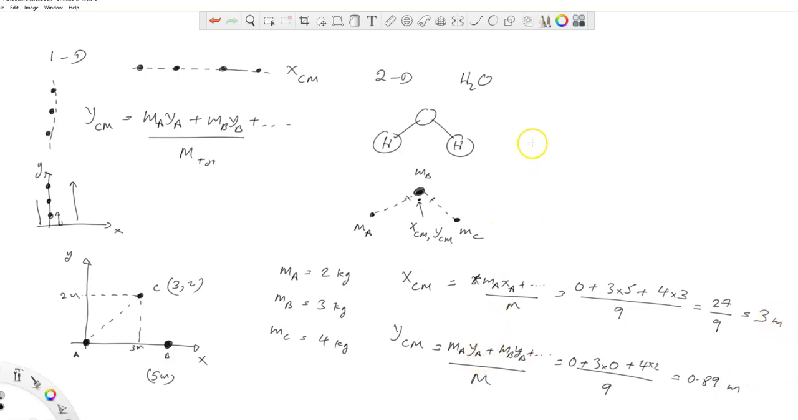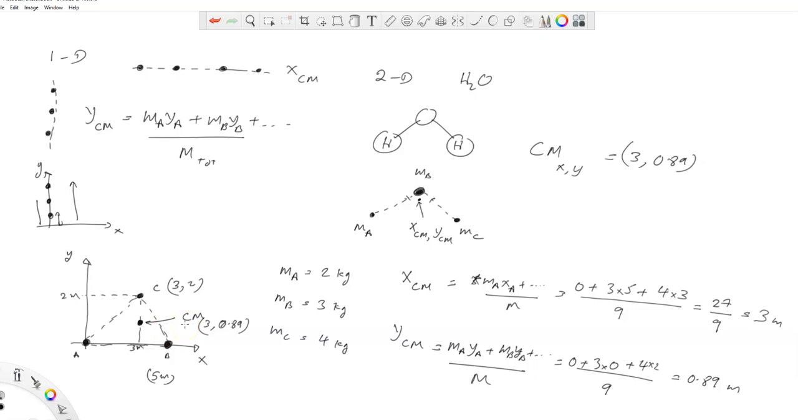So the center of mass x, y coordinates, we have 3 and 0.89. That means 3 on the x-axis, 0.89, it's like somewhere here. So for this system of 3 masses, the center of mass is not on any of them, it's somewhere in between. All right, so this is the center of mass, 3 and 0.89.